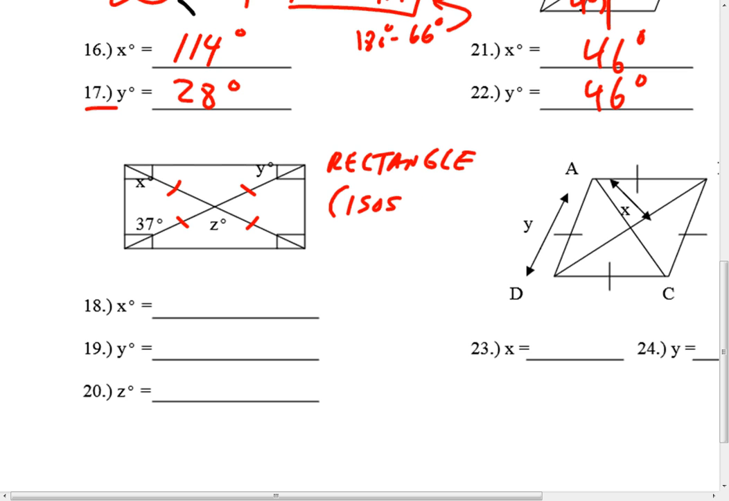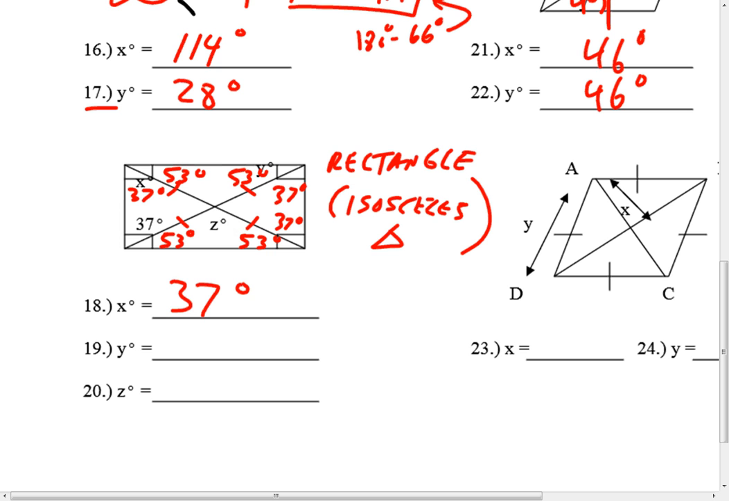So I'm thinking about that as I'm filling things in. I know that this is 37, 37, 37. Left to right looks the same. Top and bottom should look the same. That's 53, that's 53, 53, 53. I think that's enough to answer these questions. Let's see. X is 37. Y turns out to be 53.